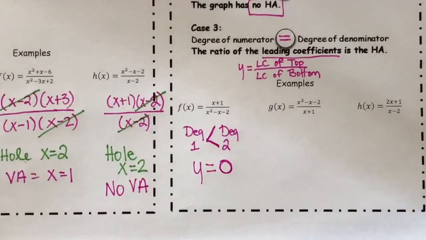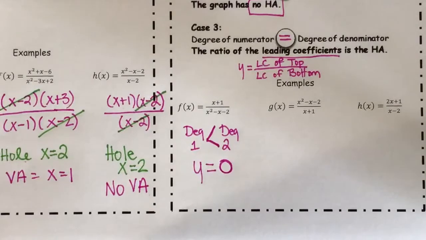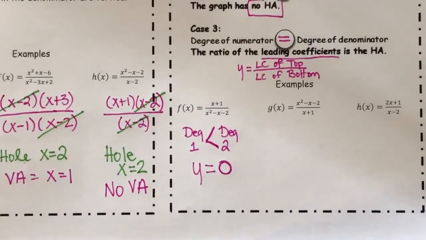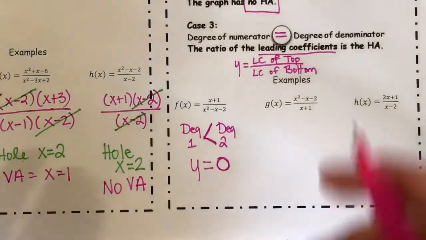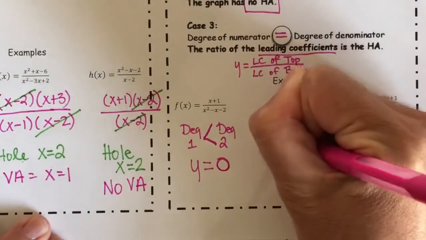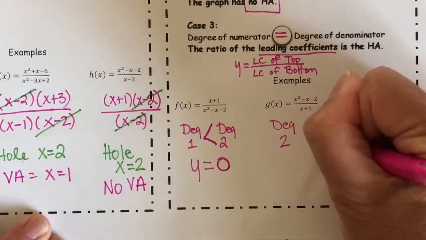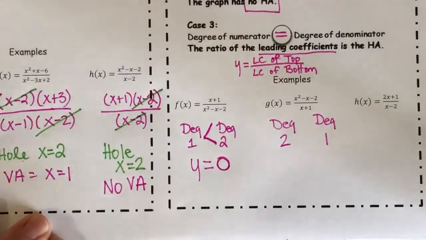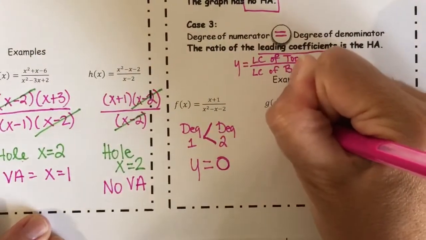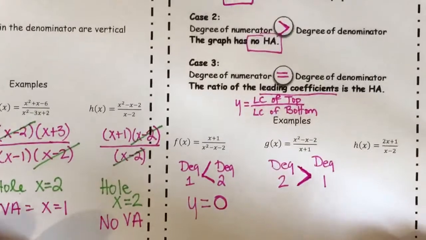Okay, so now the next one: x squared minus x minus 2 over x plus 1. Again, in this one, the degree of my top is 2, and the degree of the denominator is 1. So in this one, my top is bigger than my bottom. And so that goes along with case 2.